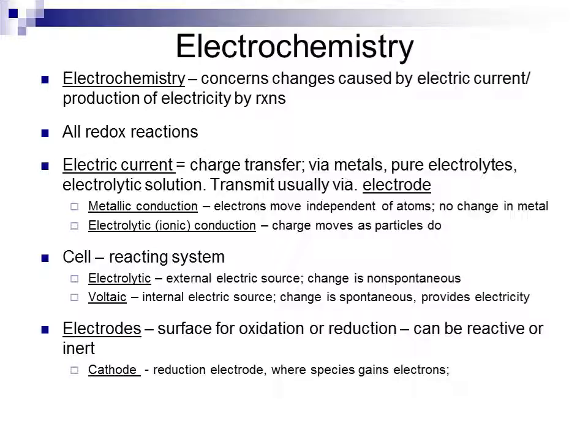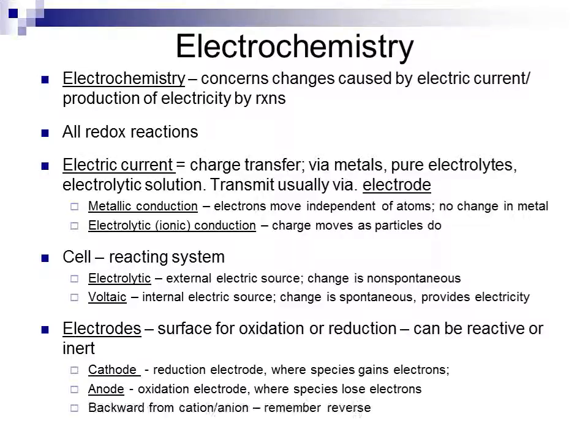Now, the two different types of electrodes are cathodes and anodes. Cathodes are electrodes on which reduction occurs. And for a cathode, the species that is reacting at the cathode will gain electrons. The anode is the electrode on which the oxidation process occurs, and here the species will lose electrons. The terms cathode and anode are backward from cation and anion. We can also think of the cathode as being the electrode to which the cations would go to be reduced. The anode is the electrode to which the anions go to lose their electrons.